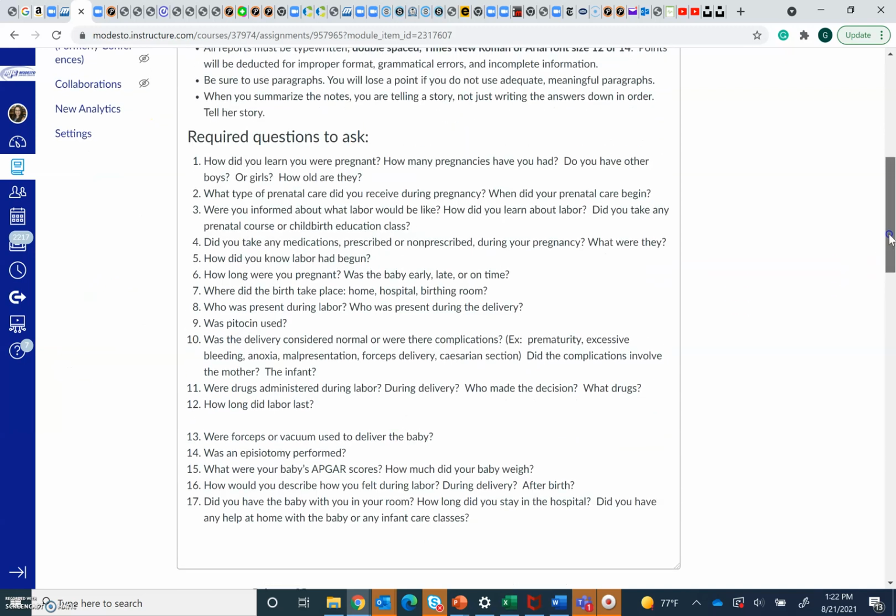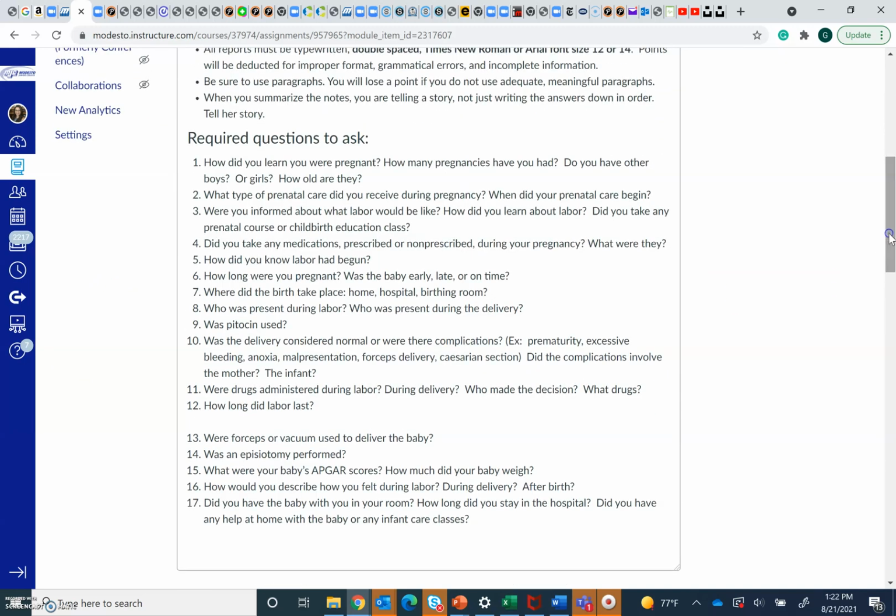But you will be putting these in paragraph form. What I like to do is separate them into different sets so you can see which questions you can make into their own paragraphs. You don't have to do it this way, but I find it helpful. If you look at questions 1, 2, 3, and 4, these are all pre-labor questions. So you can make this almost like an introduction paragraph.